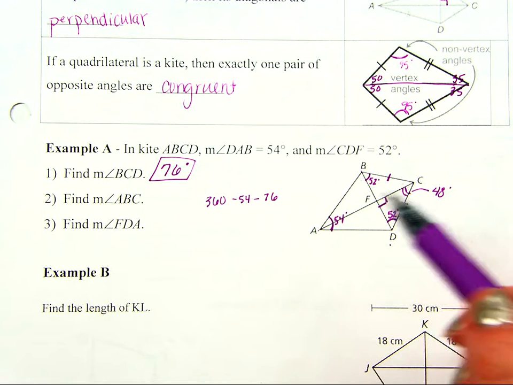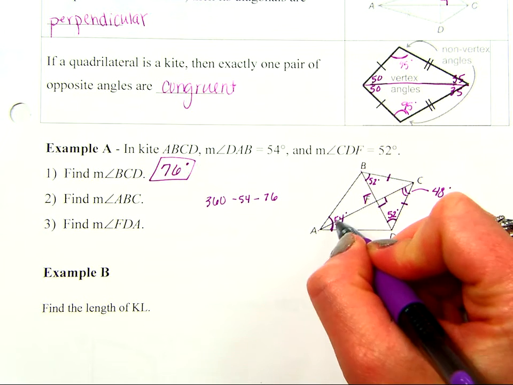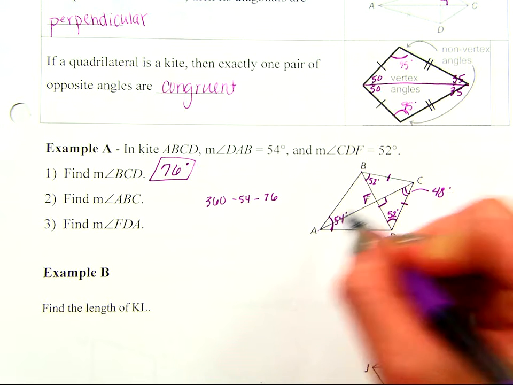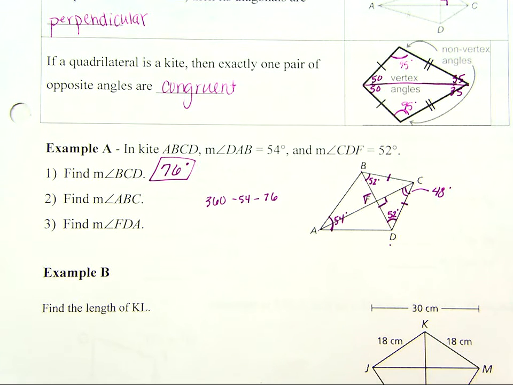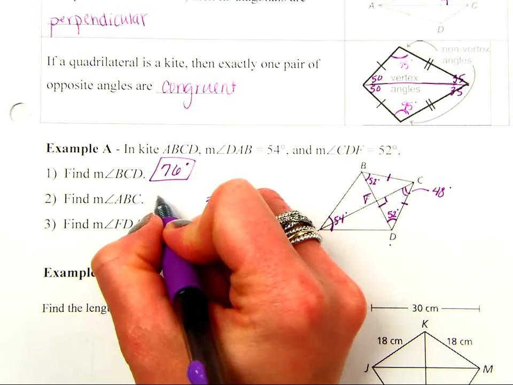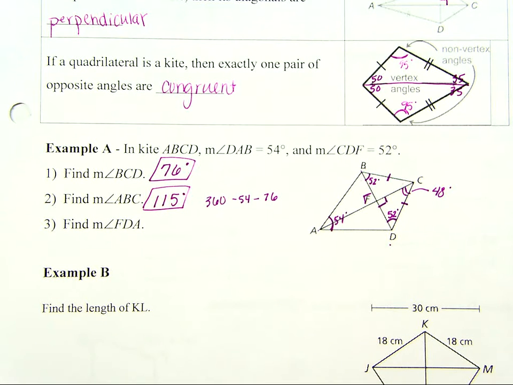I could also look at finding this angle here, 90 degrees. This angle would be half of 54, and I could solve for the angle and add it to 52. In the end, we would find out that that angle comes out to 115 degrees.